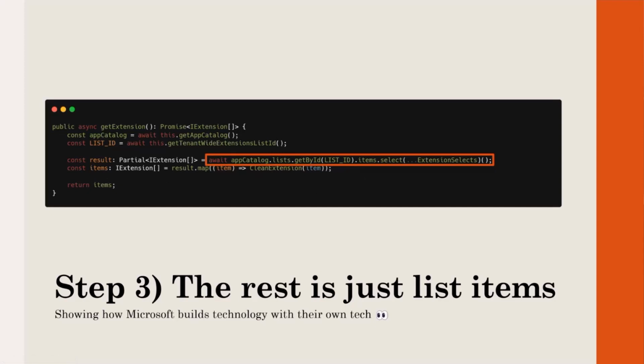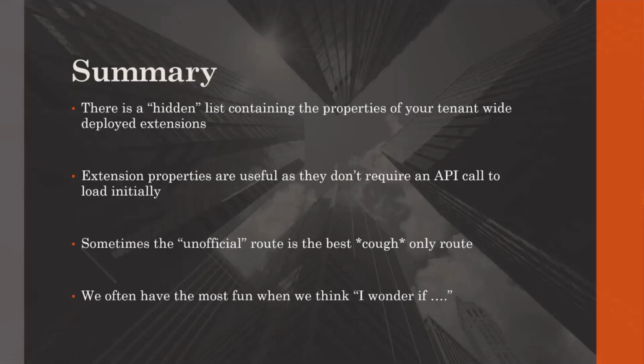which I guess is unless you have more than 100, you wouldn't get those. There's probably a bug there to be fixed at some point in case somebody has that many extensions. So to summarize, there's a list in your app catalog that contains the tenant-wide extensions and all the properties of them.